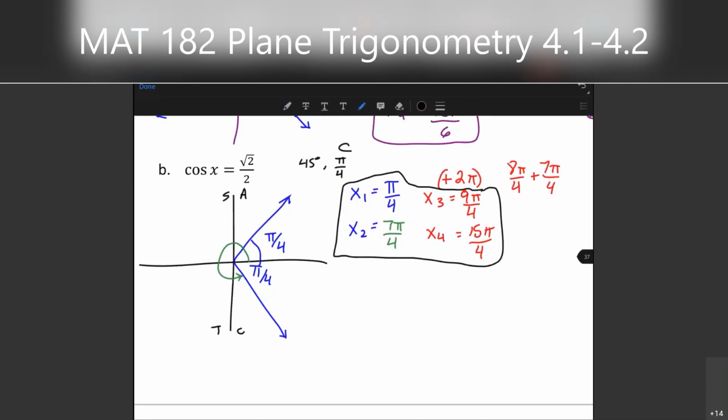So Mr. Kroger, I got a question. Where'd you get 8 pi over 4 though? How did you get 15 pi for quadrant 4? You went from 9 to 15. How?